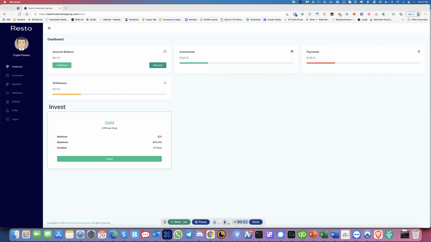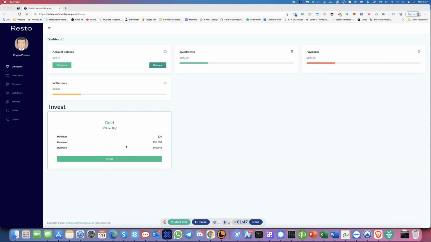So the thing is this, right? Let's take Resto, for example. Now, I've put in $200, $199.50. This plan goes for 10 days and it pays 15% per day. Every day it shows the account balance of what I've made. The moment I click on reinvest, that's it. It means that when this 10 days is up, I will not be able to withdraw any money, because you would need to top up. You will need to put in some more money to get this out.